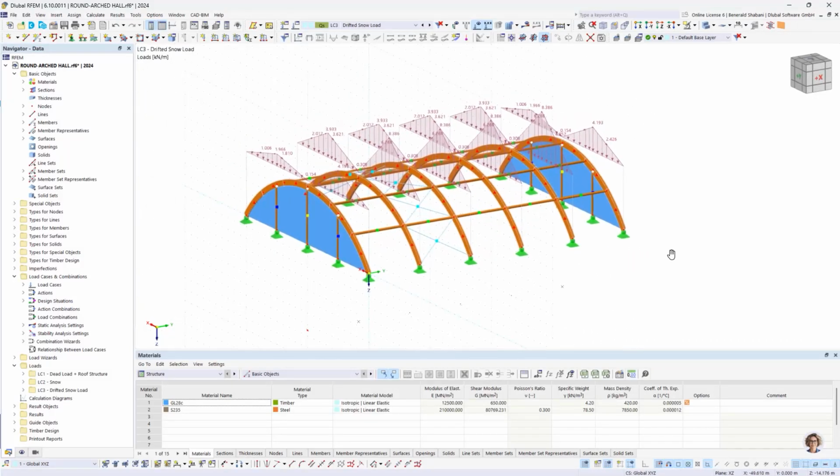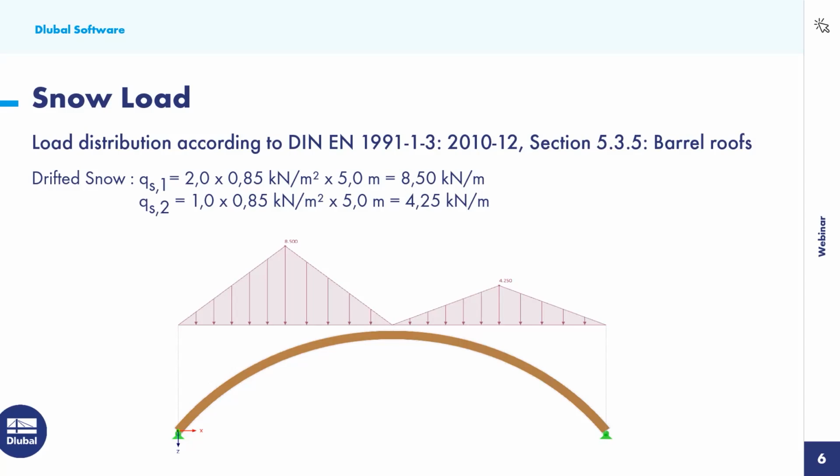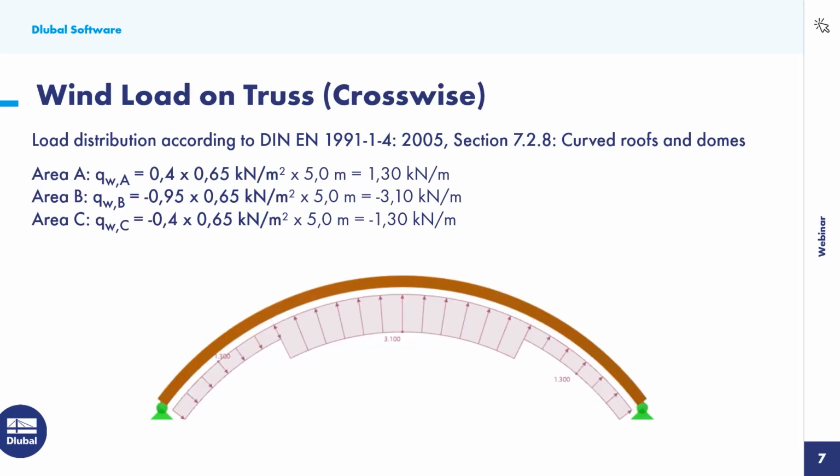Next, it would be the wind load. For that, I need to go again to my PowerPoint. For the wind load on the truss, crosswise, we will have a load distribution according to DIN 1991-1-4, section 7.2.8 for curved roofs and domes, which will tell us to split our truss into 3 different areas, area A, area B, and area C.